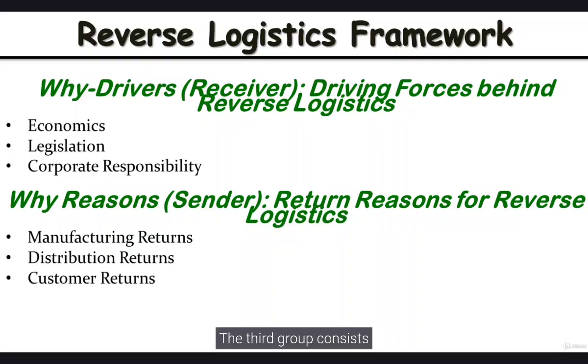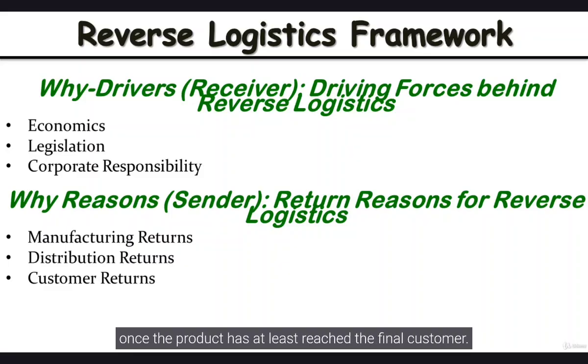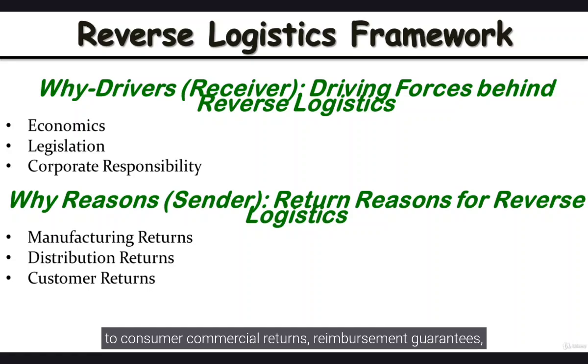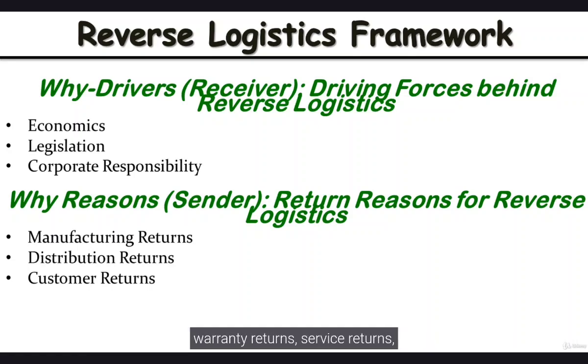The third group consists of customer returns, or those returns initiated once the product has at least reached the final customer. Again, there is a variety of reasons to return the products: business-to-consumer commercial returns, reimbursement guarantees, warranty returns, service returns, end-of-use returns, and end-of-life returns. The reasons have been listed more or less according to the life cycle of a product.